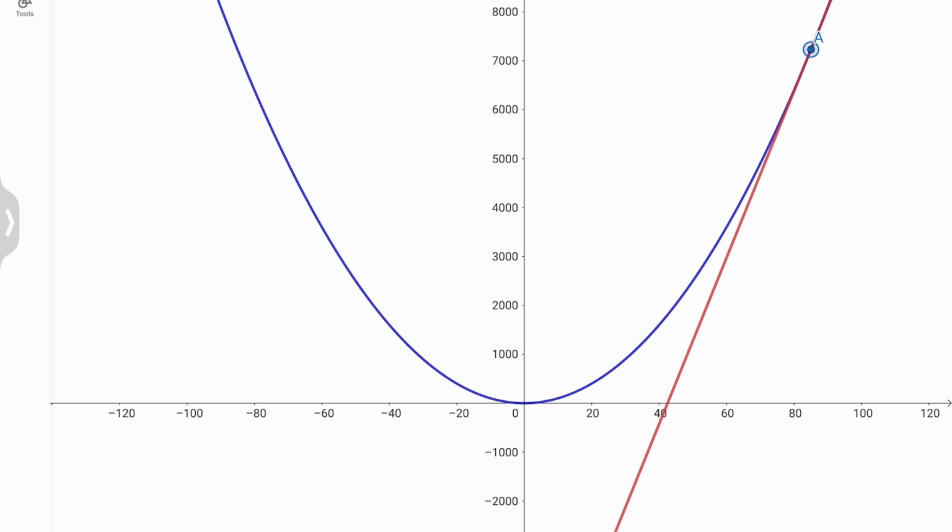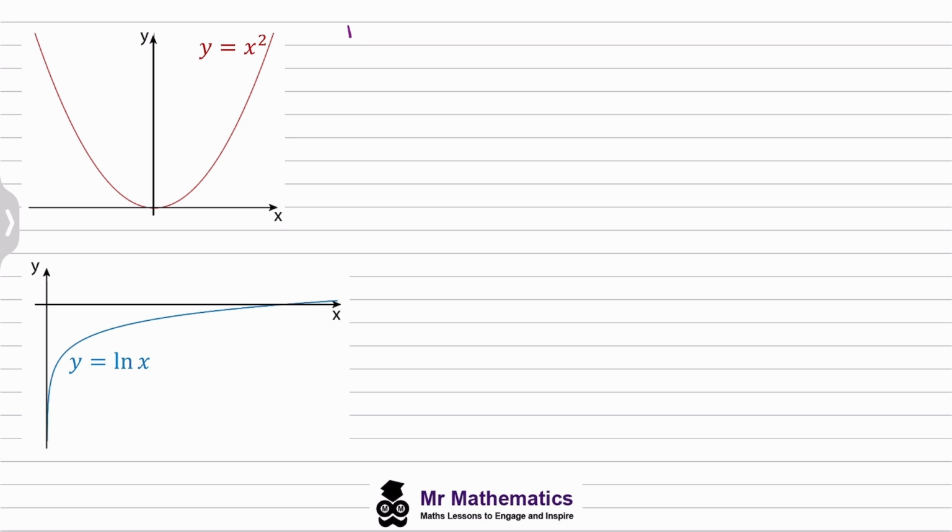If we go back to our notebook, so if the rate of change of the gradient continues to increase as we move along the curve, then we say that the second derivative is always greater than 0 because the gradient is always increasing. And we can see how this works. If y equals x squared, then dy by dx will be 2x, and the second derivative will be positive 2, and positive 2 is always greater than 0.